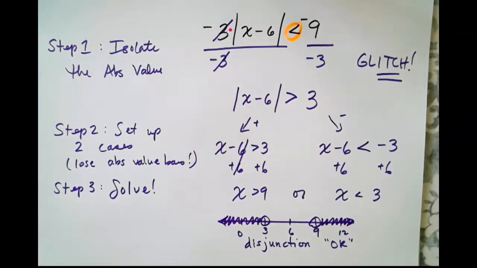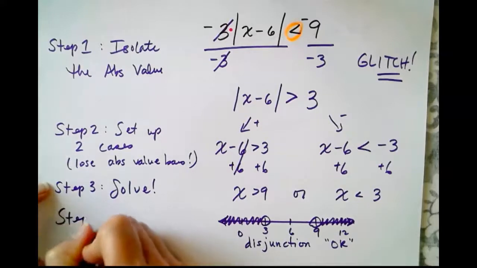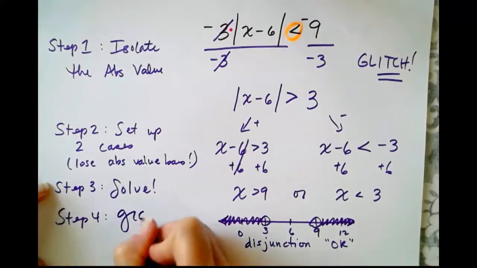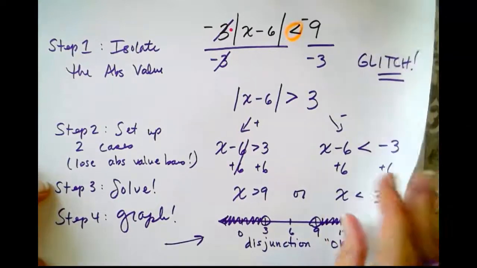Solving absolute value inequalities. Step 1, isolate the absolute value, step 2, set up the two cases, step 3, solve, and then of course step 4, we just did it, graph it on the number line. Let's do it again.